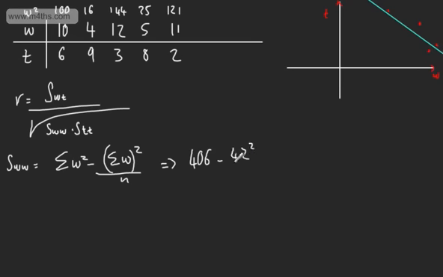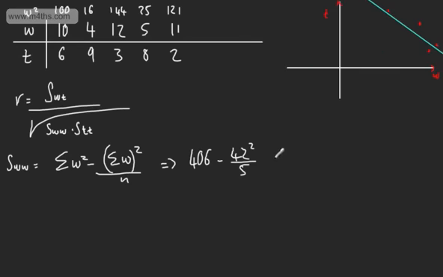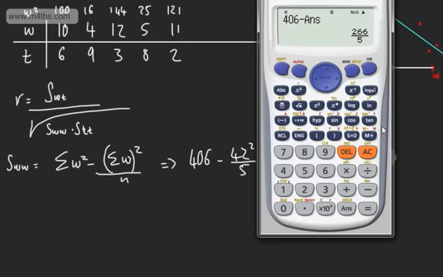So 42 squared, and again, I'm just using 5 bits of data, just to make my life slightly easier. So let's square that, divide that by 5, and then all we're going to do is do 406 minus my answer. So that gives me now 266 over 5, so let's write that in. Therefore, we can say now that SWW is going to be 266 over 5, and I'll store that in as A. Again, nice enough number to deal with, it's nothing too hideous, so let's go ahead and store that in as A.